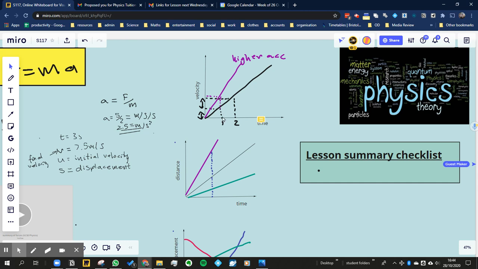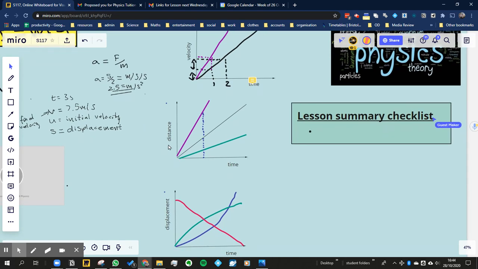What is the rate of change of velocity? What does it mean? That's acceleration, isn't it? So in other words, acceleration is the same. So both of these describe a constant acceleration. The purple one is a higher acceleration because a larger increase in velocity occurs in the same amount of time.